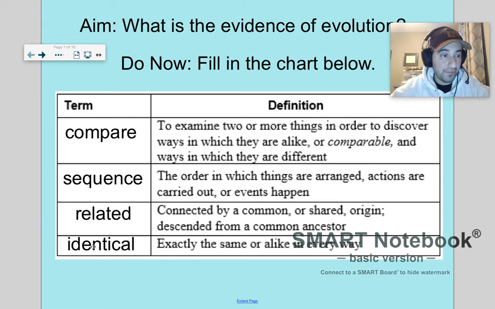When something is identical, that means it's alike or exactly the same. A good example for that is when we spoke about cell division, mitosis. The parent cell is identical to the offspring or the daughter cell. Mitosis is a copy machine. So if you start off with, hypothetically, 40 chromosomes, the daughter cell is going to have 40 chromosomes as well. Identically the same.